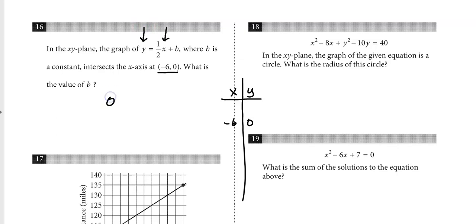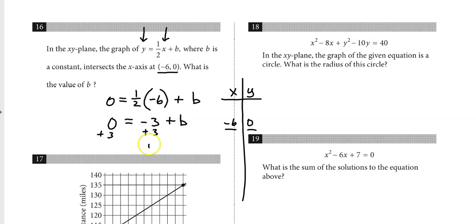So I know that 0 equals 1/2 times -6 plus b. So I've just substituted these values in. And now we're going to figure out what b is. So 0 equals -3 plus b. So to solve for b, I add 3 to both sides. And it looks like b's got to be equal to 3. So correct answer, the value of b is simply 3.